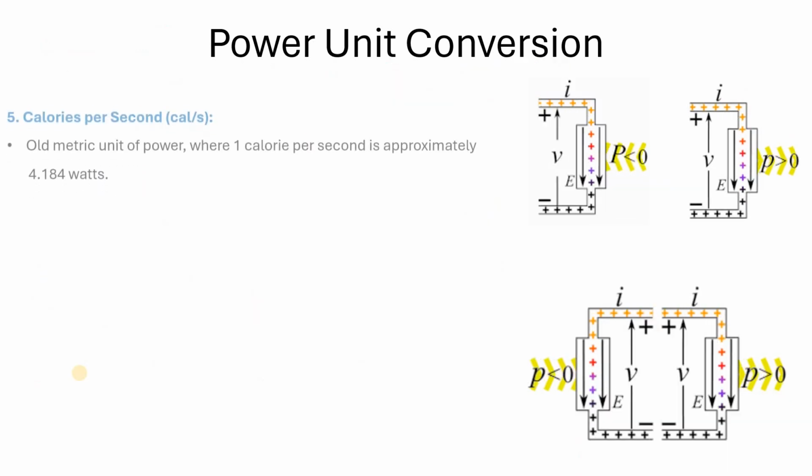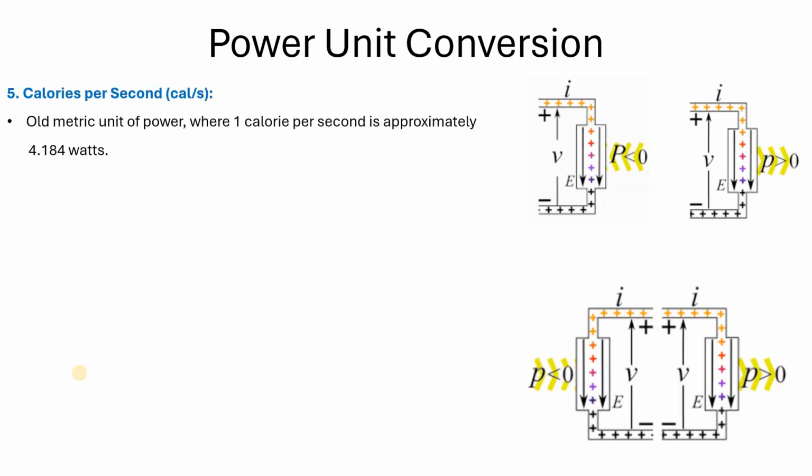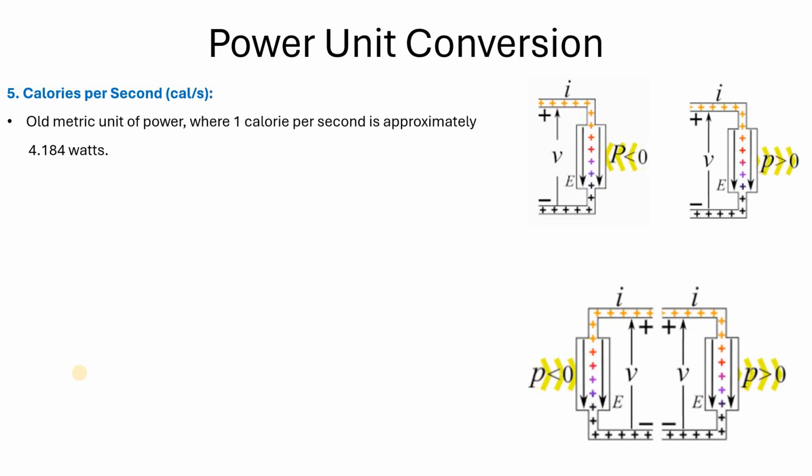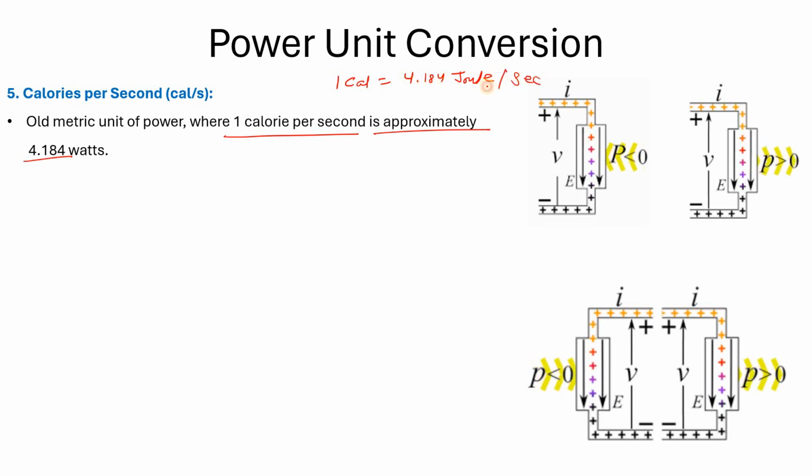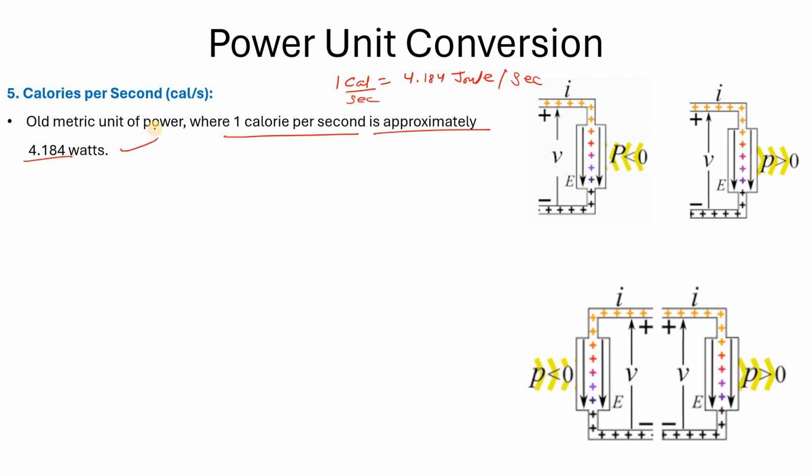Then the next unit is calories per second. This is mainly an old metric unit. As we know, 1 calorie is equal to 4.184 joule. So 1 calorie per second is approximately 4.184 joule per second, because 1 calorie is 4.184 joule, and if you write joule per second and calories per second, it becomes watt.